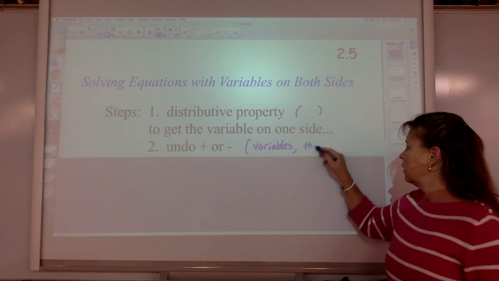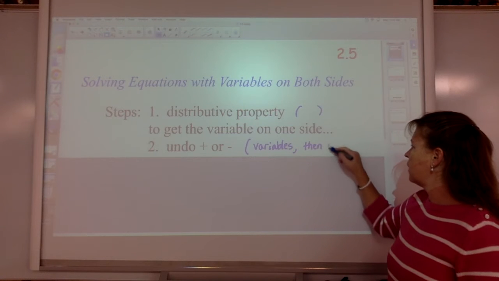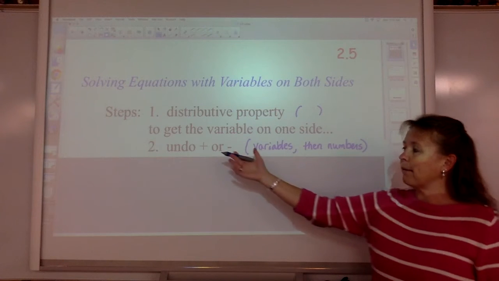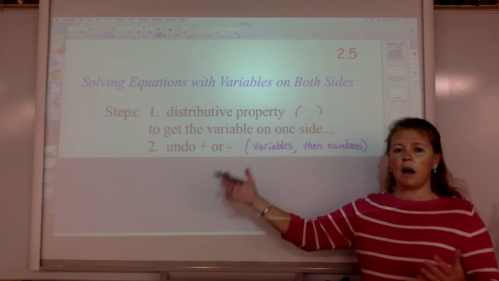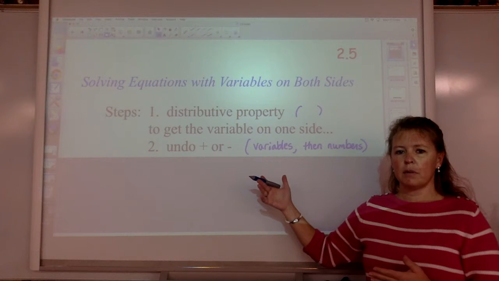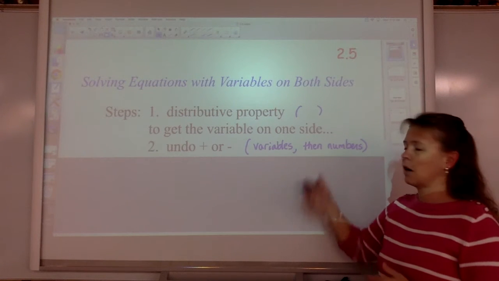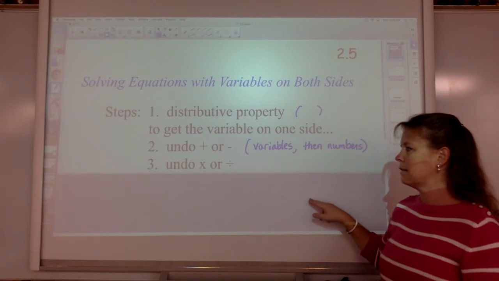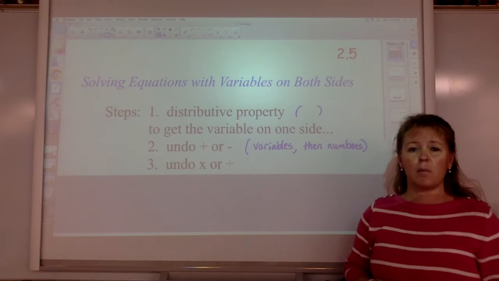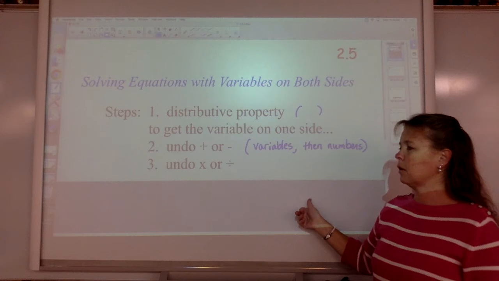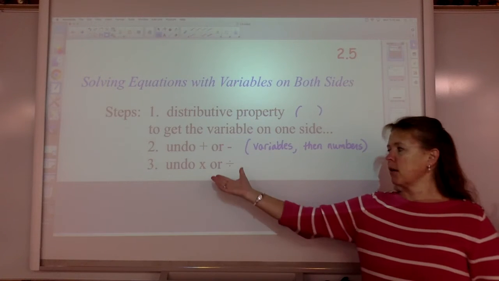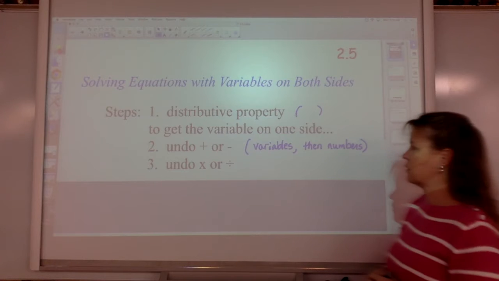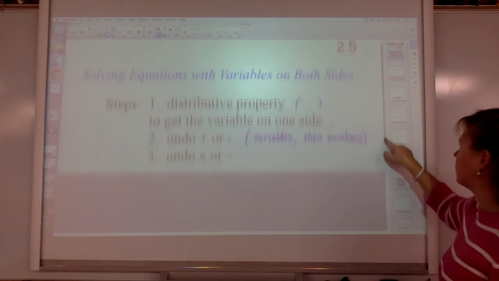Then we will do it with the numbers. So it is technically probably that step 2 and 3. Undo addition or subtraction with variables. Then undo addition or subtraction with numbers. Which then would make our last step, step 4 you could maybe call it, then we get rid of any multiplication or division. That still comes last, just like it's been last in all of the examples that we've done so far. We'll just walk our way through it nice and slowly.